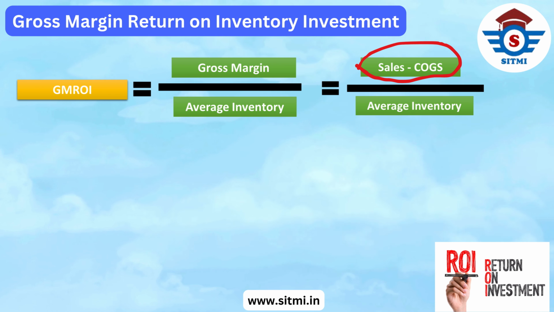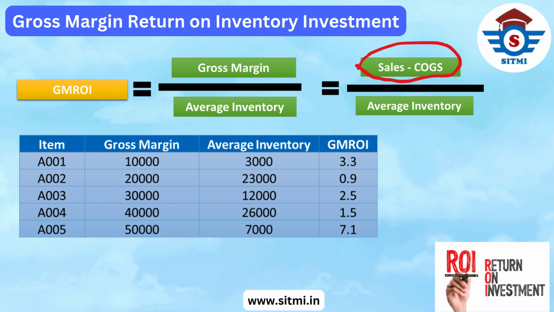Now let's talk about an example of 5 different product numbers. Here in a table, you will see there are 5 products. The first is A001 and the last product is A005. For each product, we have directly calculated a gross margin based on the sales and cost of goods sold, and we also calculated the average inventory of these products in a particular period. So in these two columns, you already have the data of gross margin and average inventory. To calculate GMROI, you just divide the gross margin by the average inventory.